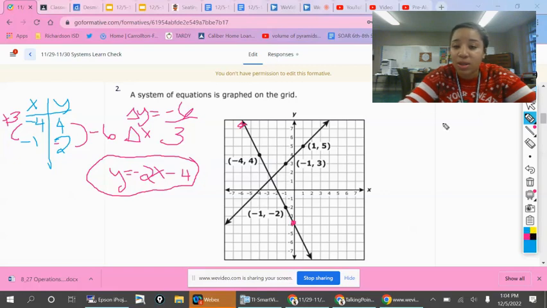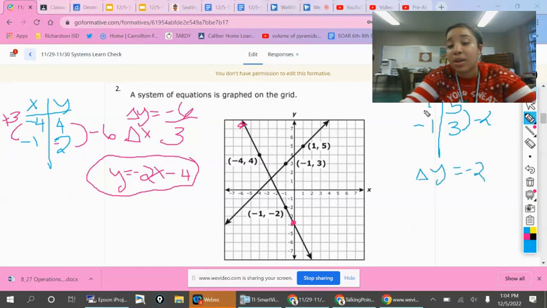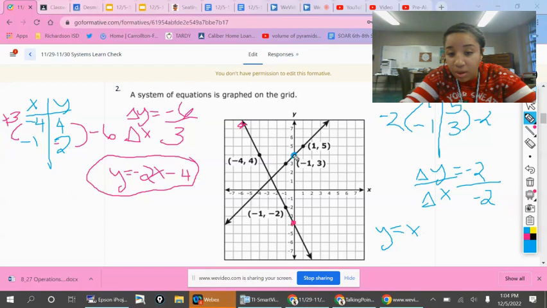Then I'm going to do this one mostly in blue. This is going to be 1, 5. This is going to be negative 1 and 3. The change in y is going to be negative 2, so that's going to be at the top, and my change in x is also going to be negative 2, which would equal 1. So my slope would be 1, so I can just put x, and it's crossing the line at positive 4. So it'll be plus 4.